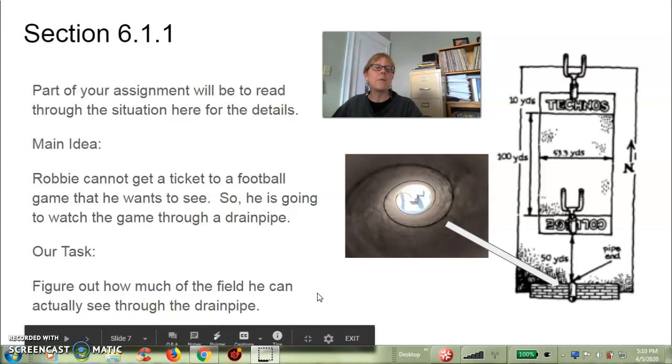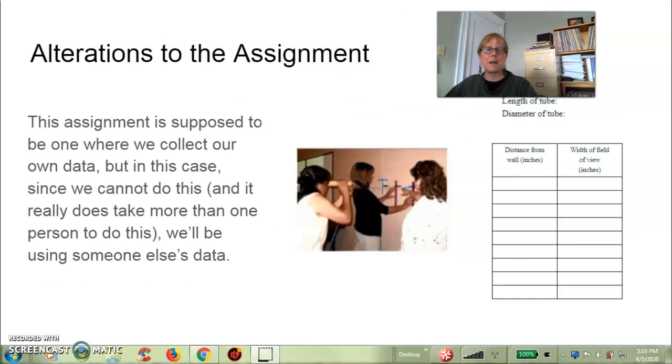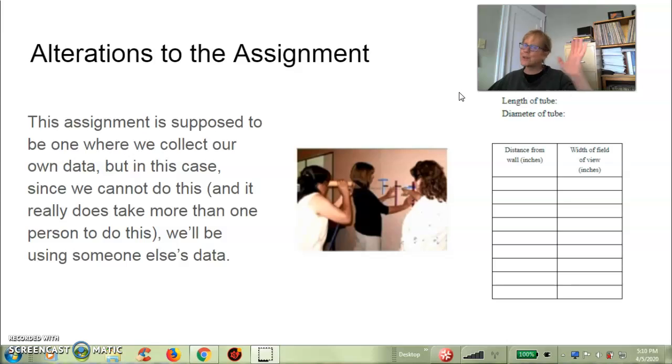We're going to figure out how much of the field he can actually see through the drain pipe. All right, so we were going to collect some data on our own. I had this all ready to go for school, and then things just got really crazy in this world. But you can see there's a picture of some teachers doing this. I was actually going to give everyone the same size tube to look through.